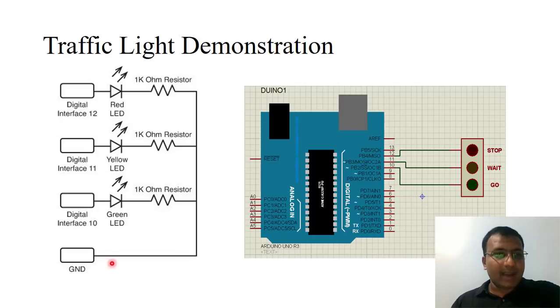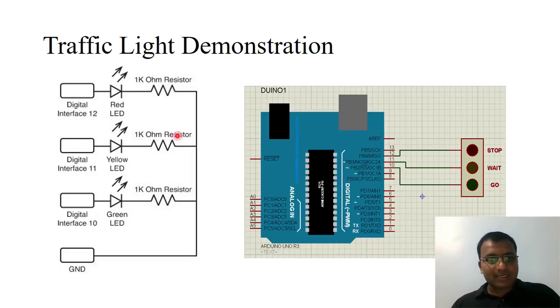So here is the circuit schematic. I have pin number 12, pin number 11 and pin number 10. Pin number 12 is connected to the red LED, pin number 11 is connected to the yellow LED, and pin number 10 is connected to the green LED. So this is again in a sourcing fashion.